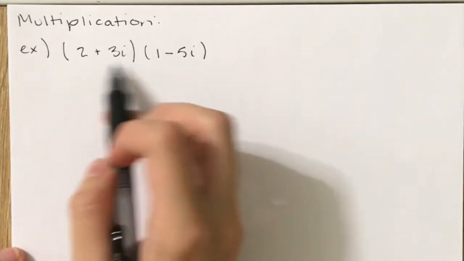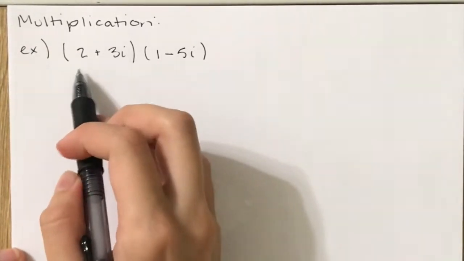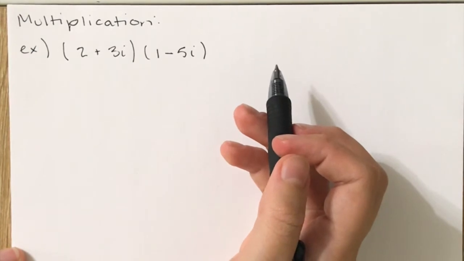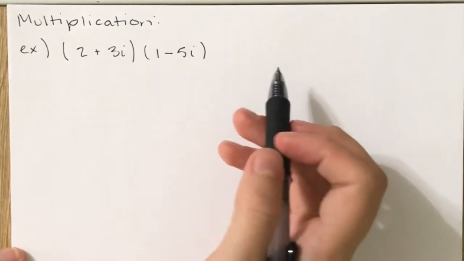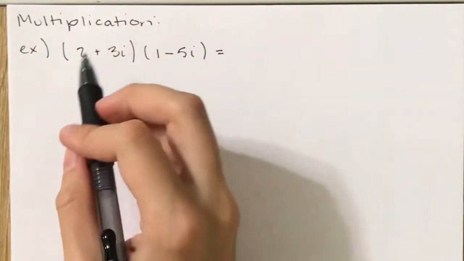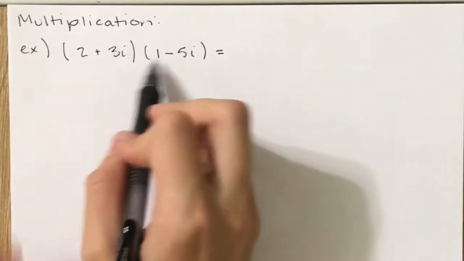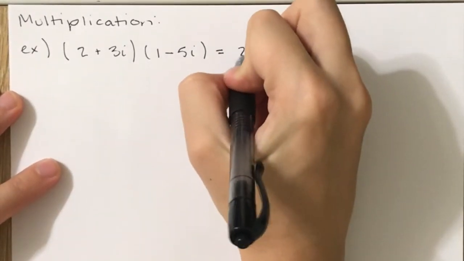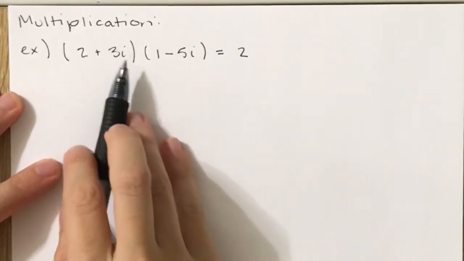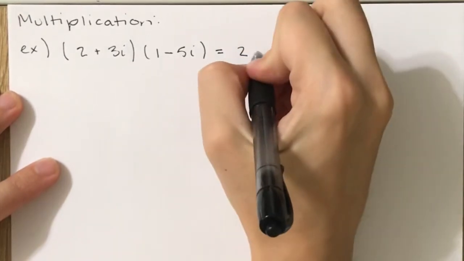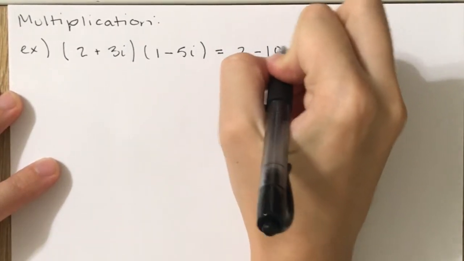When I have two factors with two terms, what do I do normally? Usually I would FOIL, right? We can FOIL here as well. So we multiply first terms, which happen to be both of the real terms. So we have 2 times 1, which is 2. Then we have outside, so 2 times negative 5i. That gives me negative 10i.